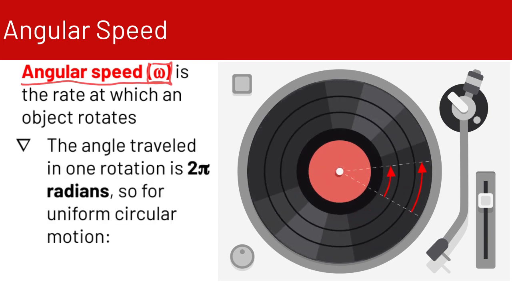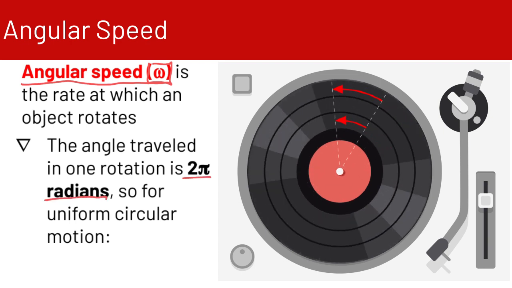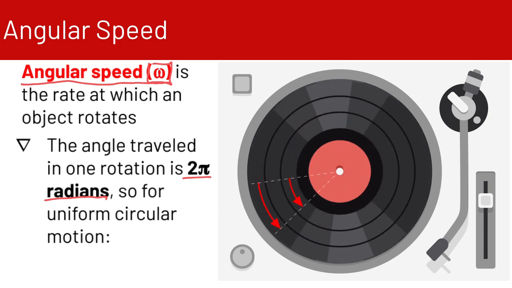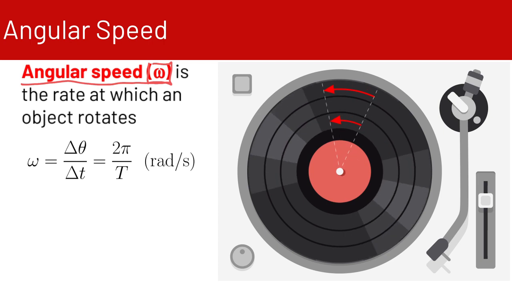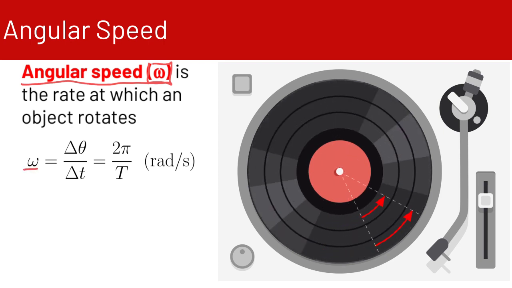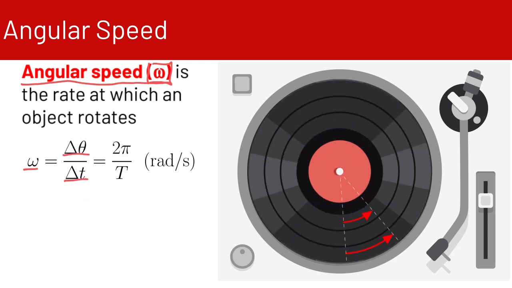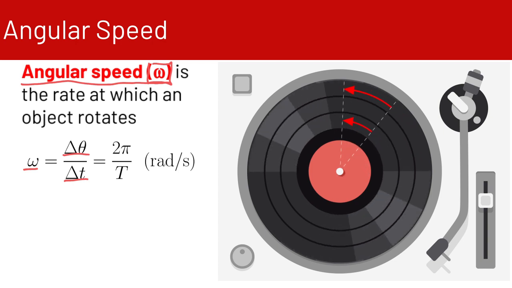So the angle traveled in one rotation is 2 pi radians. So that's one total rotation in radians. We measure it as 2 pi radians. So for uniform circular motion, we can say that omega, which is the angular speed, is equal to the change of theta divided by the change of time. So this is the change of angle divided by how much time it takes. So one whole rotation is 2 pi divided by the period T. So this is measured in radians per second. So omega is radians per second.